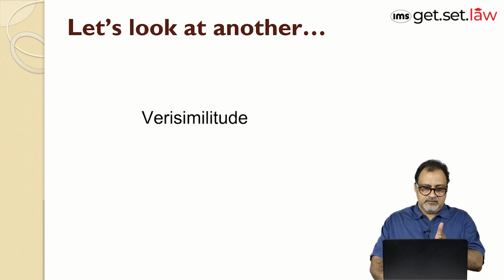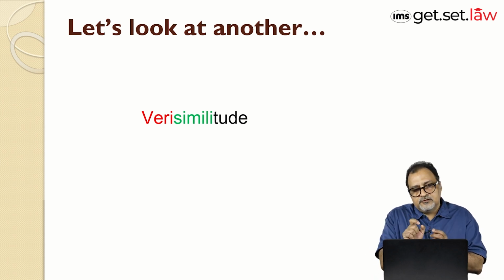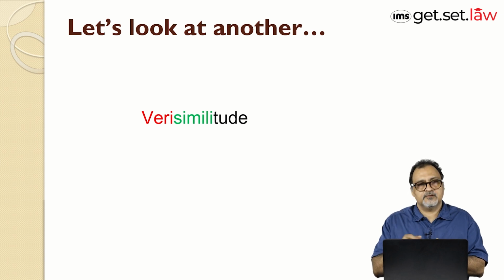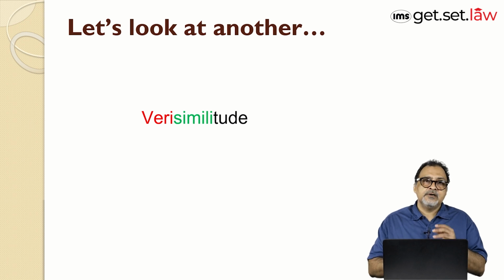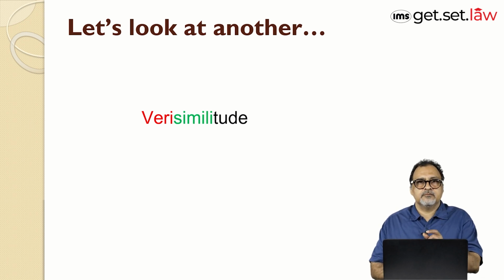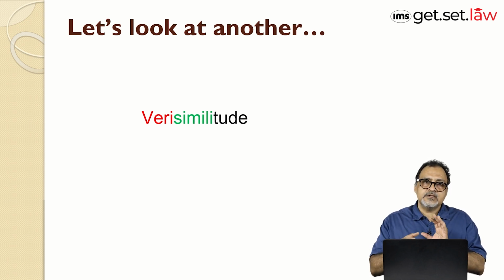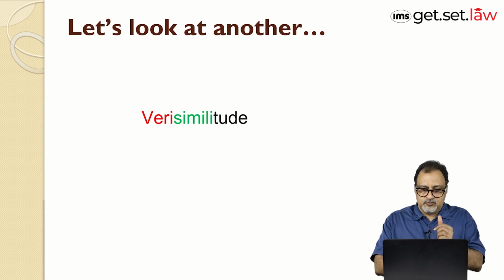Now, again, let's look at the roots. 3 roots there. Very. Very is usually related to truth. Similis means similar or related to. Tude usually is a noun. Attitude, magnitude, amplitude. So these are usually tude as a suffix usually denotes a noun. So verisimilitude, truth, similar. So that means having the appearance of truth.